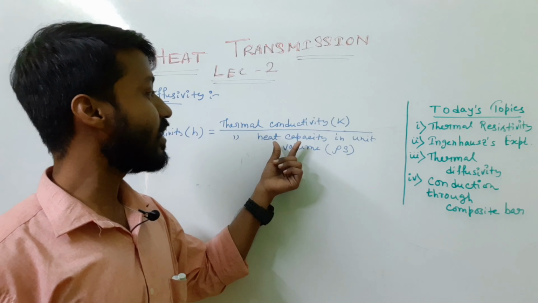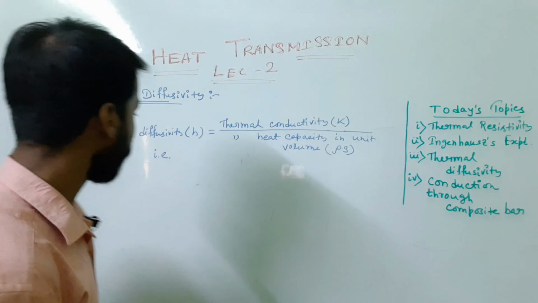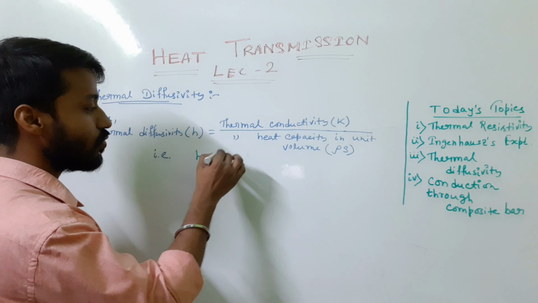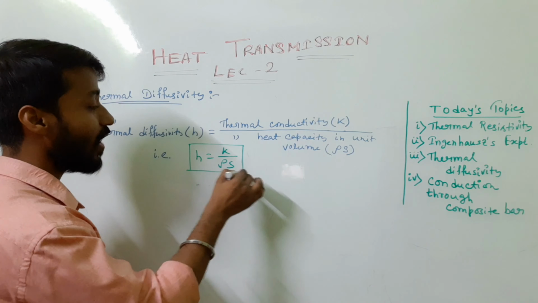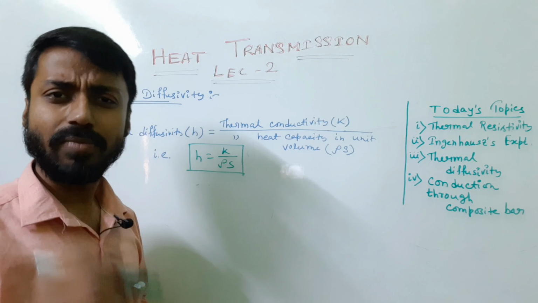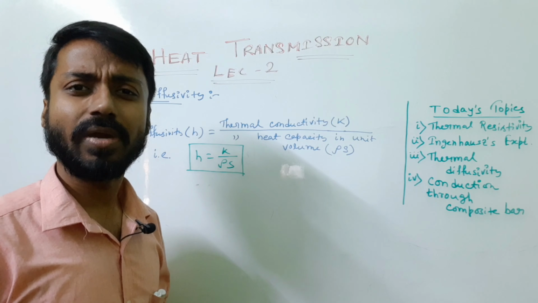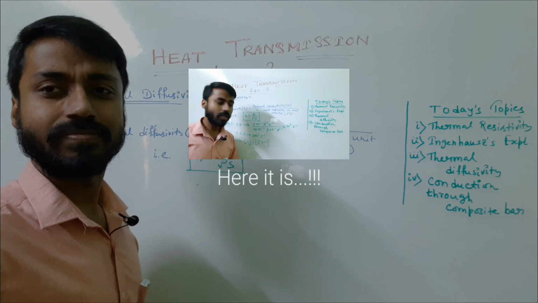That's why heat capacity in unit volume is rho into s. So H equals K by rho s. Now we need to find the unit and dimension of this H. Kindly pause the video, do the calculation by yourself, and next I will do it here. Pause it. Now the units.